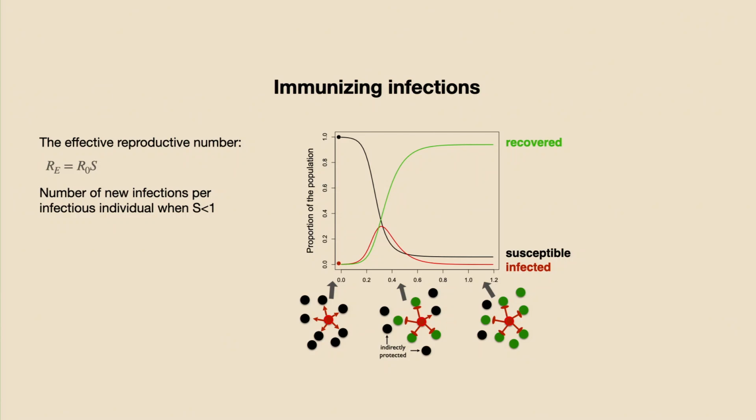It's the number of new infections per infected individual. Yes! Alice got it. Wonderful. Does that make sense to everybody? This thing is in decline. That means that R effective must be less than 1.